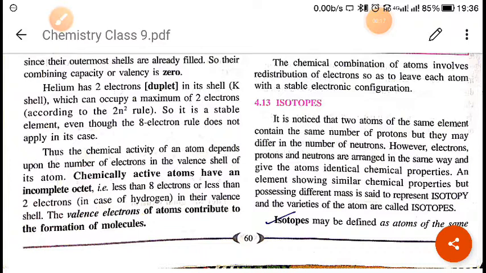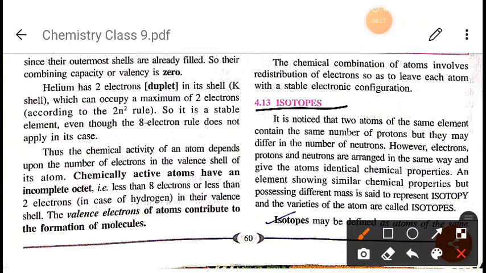In the last class, we discussed chemical bond valencies and the reason for chemical activity of an atom, right? So now today we will discuss isotopes, as you can see here.